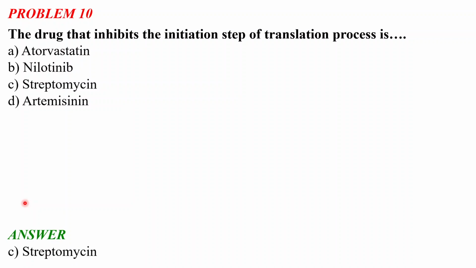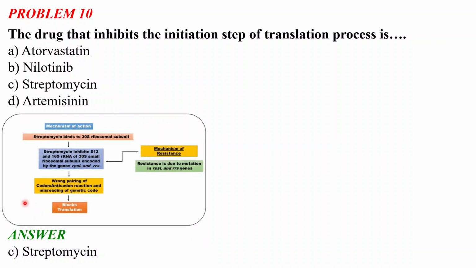Now let us discuss. The mechanism of action of streptomycin is that it binds to the 30S ribosomal subunit. I have told you that the ribosome has two subunits, one large and one smaller; 30S is the smaller ribosomal subunit. Streptomycin acts on the S12 protein and 16S rRNA of the 30S small ribosomal subunit, encoded by the genes RPSL and RRS. It is responsible for the wrong pairing of the codon-anticodon reaction and misreading of the genetic code, and this blocks translation. Resistance to streptomycin sometimes happens because of point mutations in these two genes, RPSL and RRS.